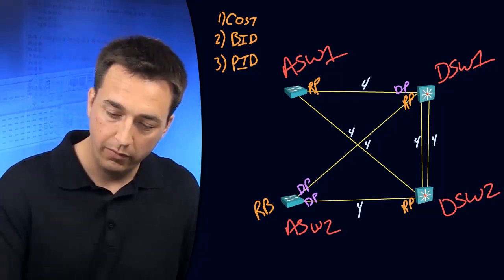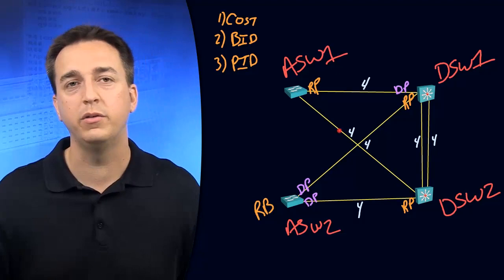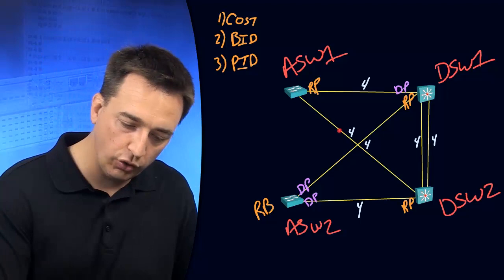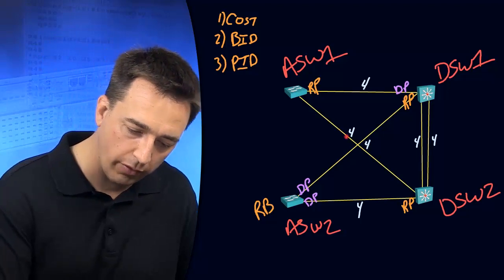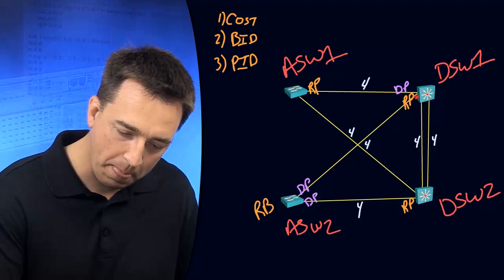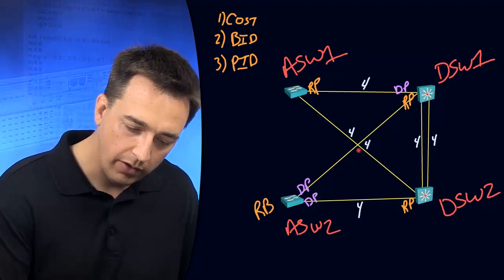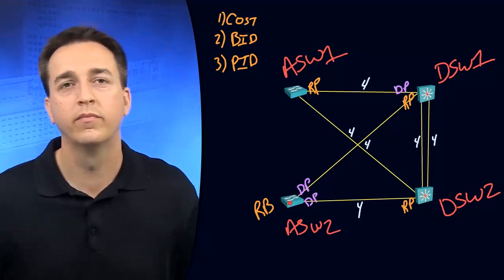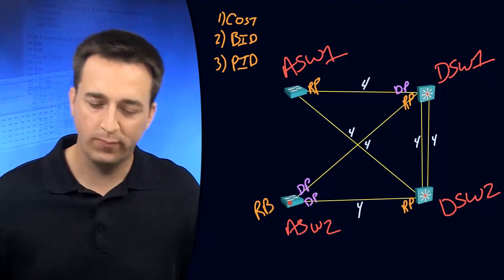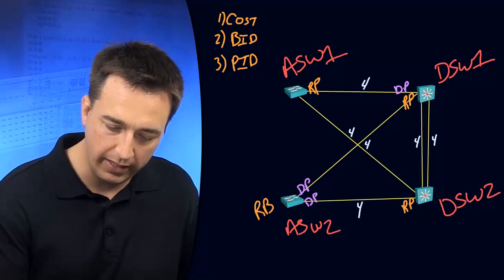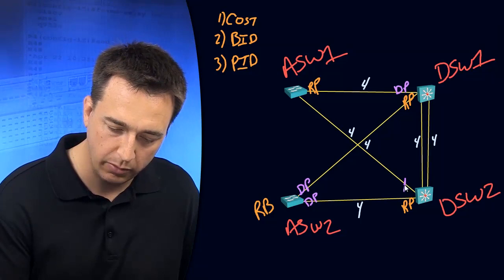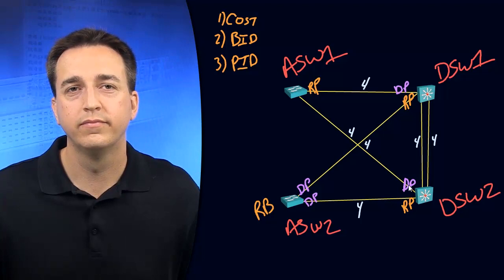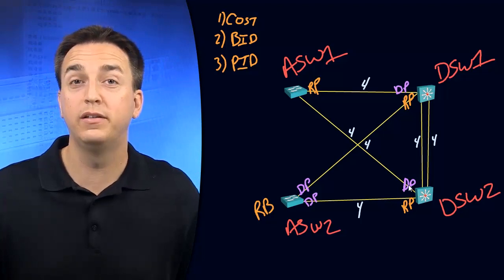Let's start off with the middle link between ASW1 and DSW2. Cost of 4. Is it shorter? If we're standing in the middle of this link, is it shorter to go this way, which is 4 plus 4 plus 4, that's 12? Or is it better to go 4 plus 4, which is 8? 8 is lower than 12, which means that this is the designated port. That one was relatively simple.